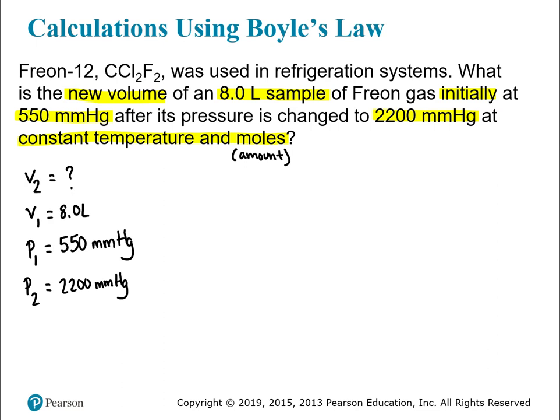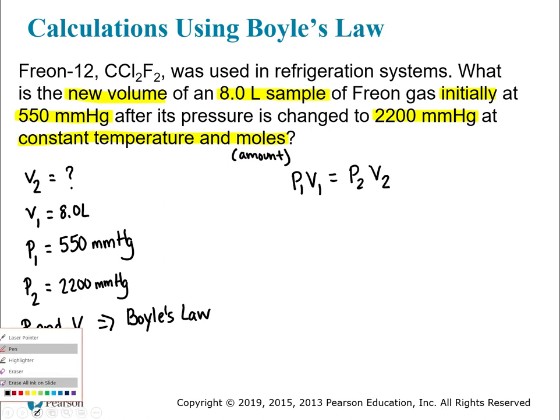All we have is pressures and volumes. I keep saying temperatures. I don't know why; my brain is just thinking about temperature. So forgive me. We have pressures and volumes. The gas law that deals with pressures and volumes is Boyle's law. Now that we've identified which gas law we need, we can write out what the equation is. And based on the information from the problem, we need to solve for V2.